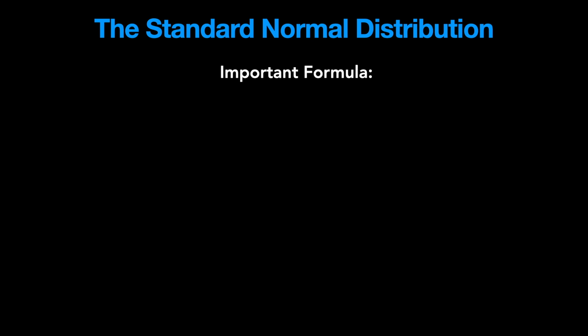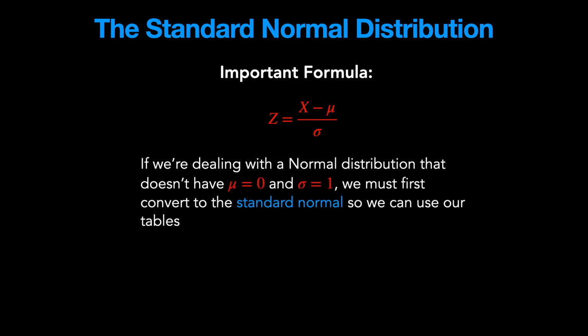There's a very important formula that says Z is equal to x minus mu over sigma. What this is saying is if we're dealing with a normal distribution that doesn't have mean mu equals 0 and standard deviation sigma equals 1, we must first convert to the standard normal, which is the formula in red above, so we can use our tables.